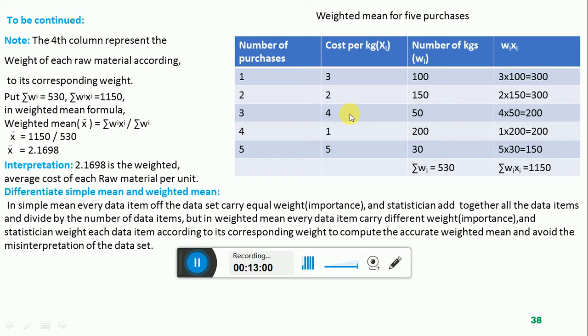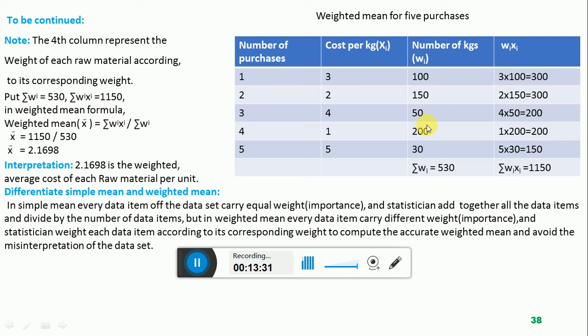This mean will misinterpret the data set. The statistician has to weight each data item according to its corresponding weight, because the company is not purchasing 1 kg; we are calculating the average cost only for the 5 kgs, each raw material 1 kg. So every data item has kgs given: 100 kgs the first raw material, 150 second, 50 third, 200 fourth, and so on.